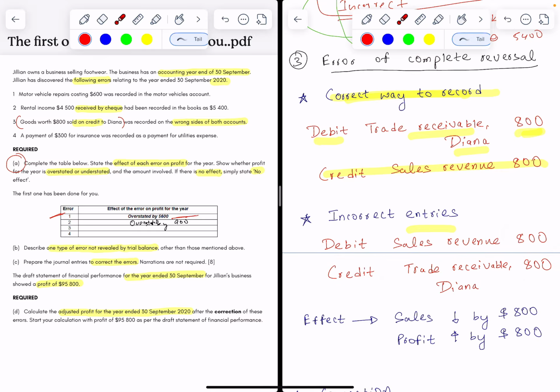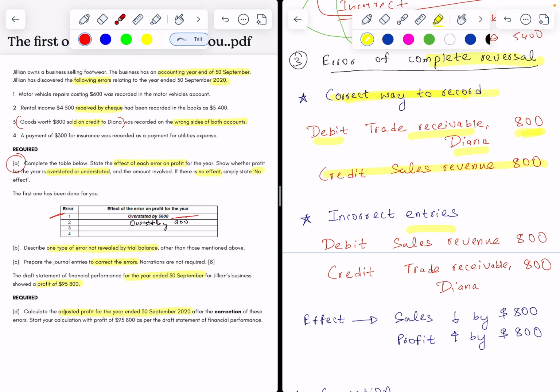All right? Because the error is exact opposite in terms of debits and credits for relevant accounts, this is what we classify as an error of complete reversal, where the debits have been incorrectly recorded as credits and the credits have been incorrectly recorded as debits.